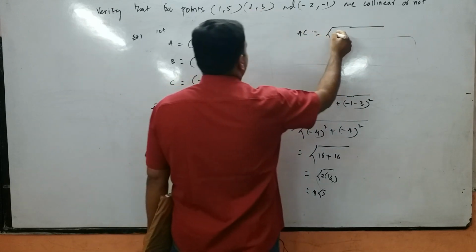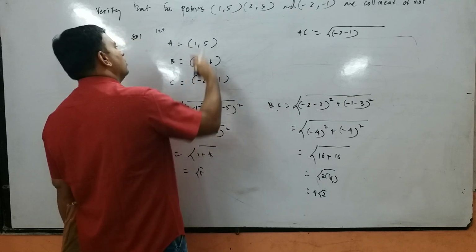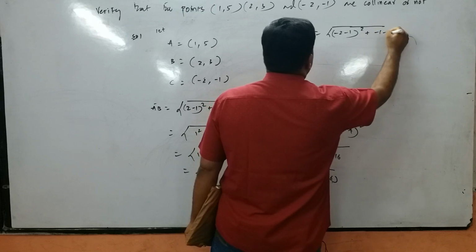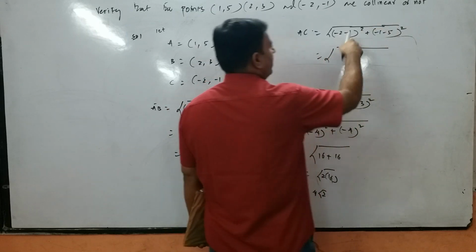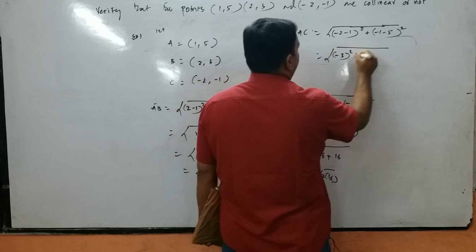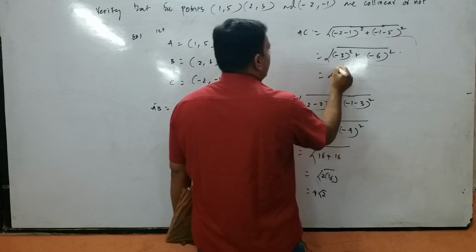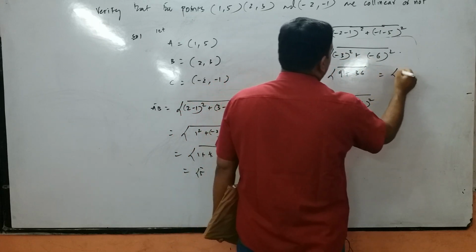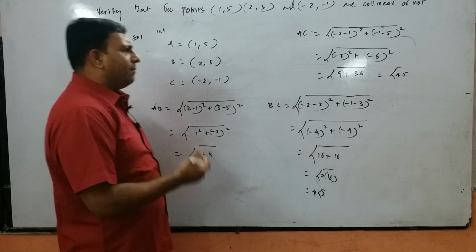x2 minus x1, minus 2 minus 1. See, this is A and C. x2 minus x1, then y2 minus y1, minus 1 minus 5, whole square, is equal to under root of minus 2 minus 1, which is minus 3 whole square. Minus 1 minus 5 is minus 6 whole square. So it is under root of minus 3 square 9, 6 square 36, which is root 45. Now you just see which is bigger of them.